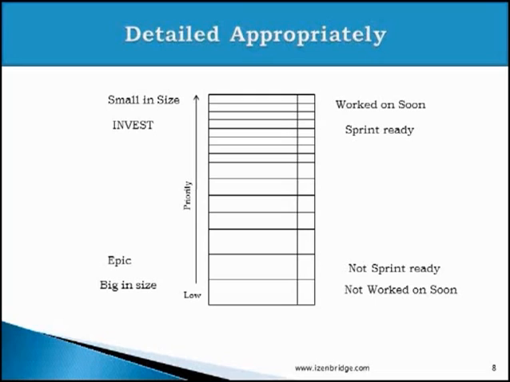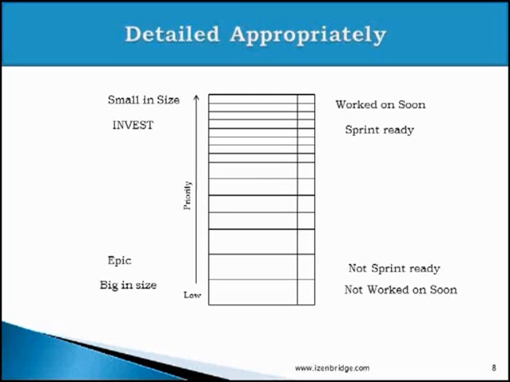They should be independent, negotiable, valuable, estimatable, small, and testable. The stories which are not expected to be scheduled in upcoming sprints because they are of low priority may remain at epic level. They may not be small enough, and they may not be testable at this particular moment, because this is not the right time for making them testable or small.